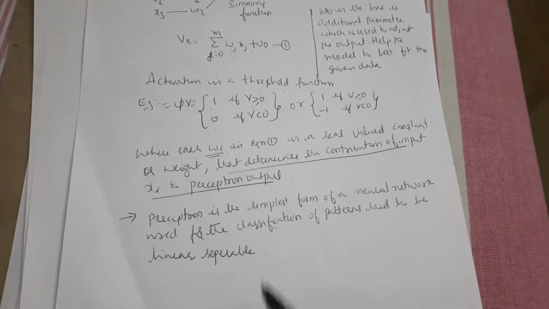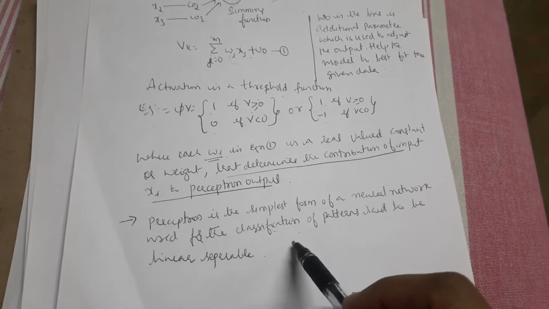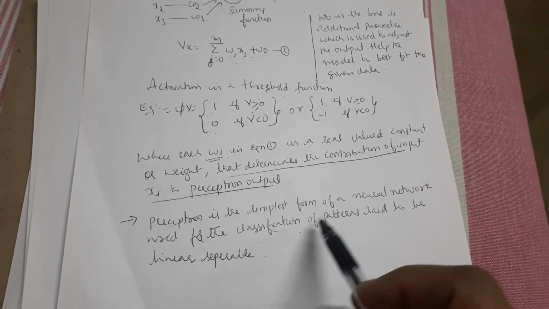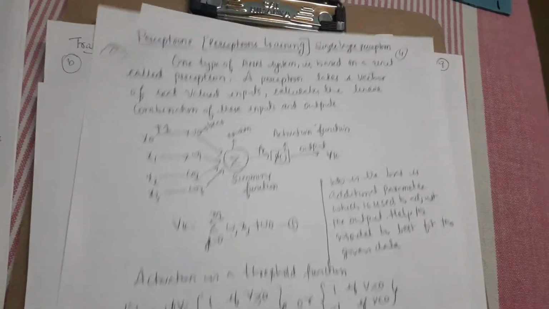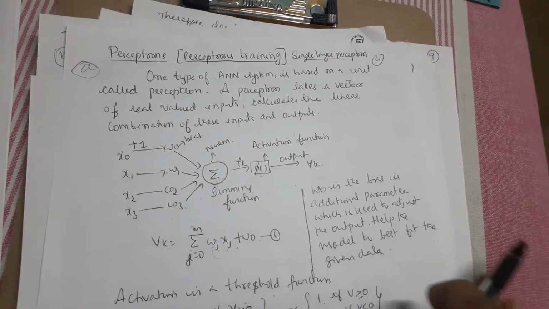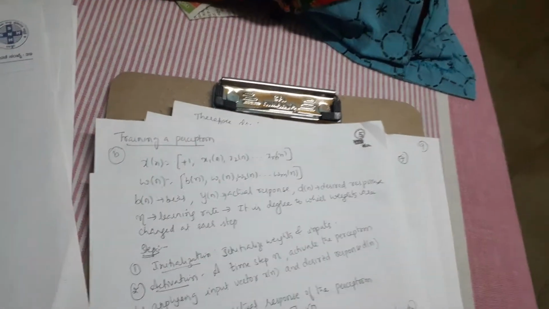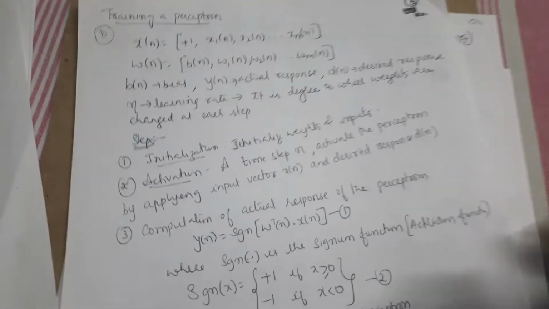So thus, the perceptron is the simplest form of neural network. The single layer perceptron is used for classification of patterns which are said to be linearly separable. Sometimes the single layer perceptron is just called a perceptron. So let us take an example. Before going to the example, let us take the steps.